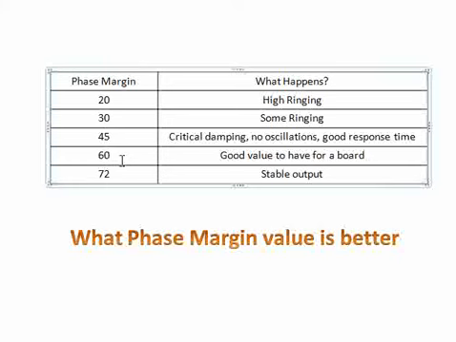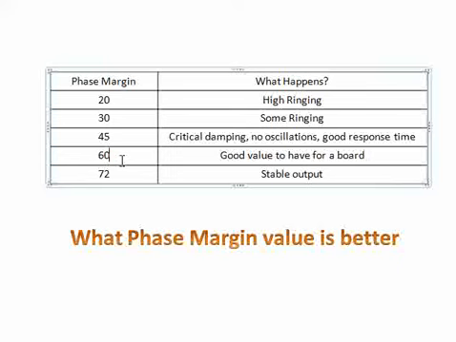And then when we go to 60, you see that you have a very good phase margin. If you plot your gain and phase plots, and you get 60, that means you are good to go. And then if you have 72, you have the ultimate output. That means a very, very stable output, and you need not bother about the system. That's how, based on the phase margin, we decide on the stability of the system.